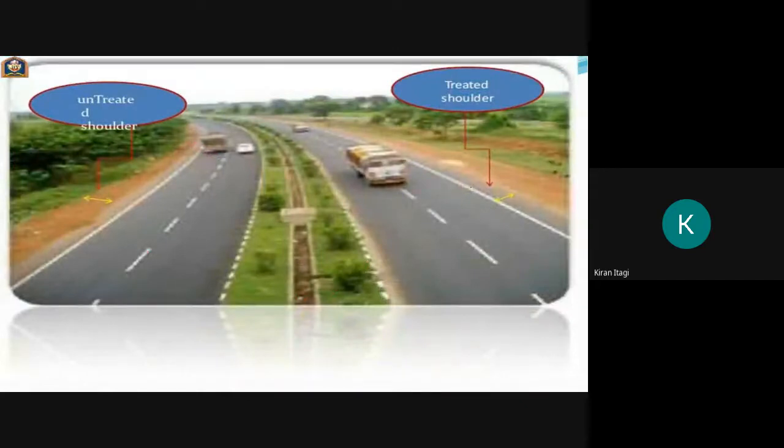Okay, treated shoulders and untreated shoulders. See here, only the morum or the gravel is laid, but above this the wearing coat and tack coat is not provided. So this is called an untreated shoulder. Here you can see the complete layer of the pavement has been provided. So this is nothing but the treated shoulders.